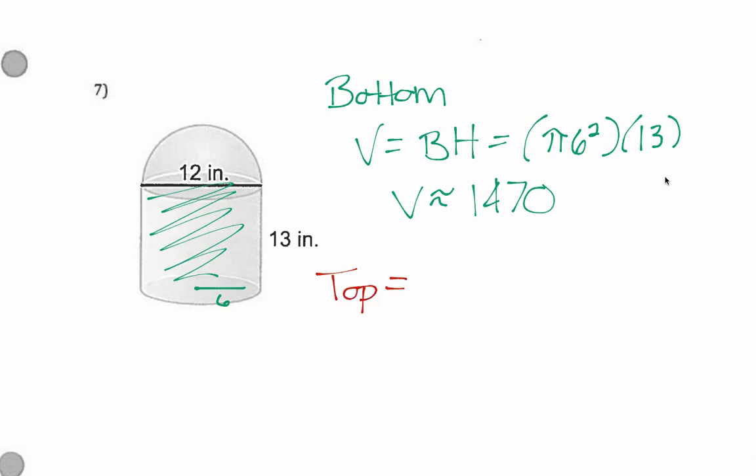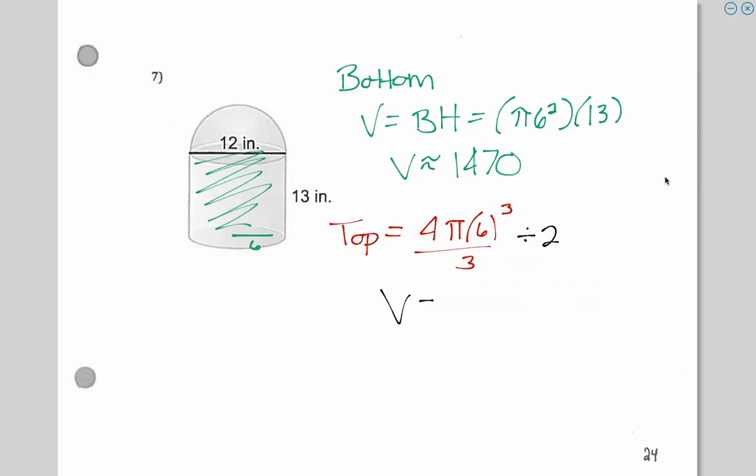The top is a hemisphere, so it's half of a sphere. A full sphere would have been 4 pi r cubed divided by 3, but then we're going to divide that in half. So that's 6 cubed times pi times 4 divided by 3, you get 905. Divided by 2, you get 452.